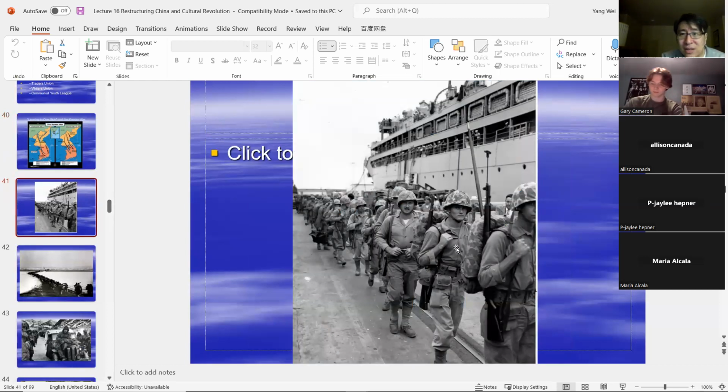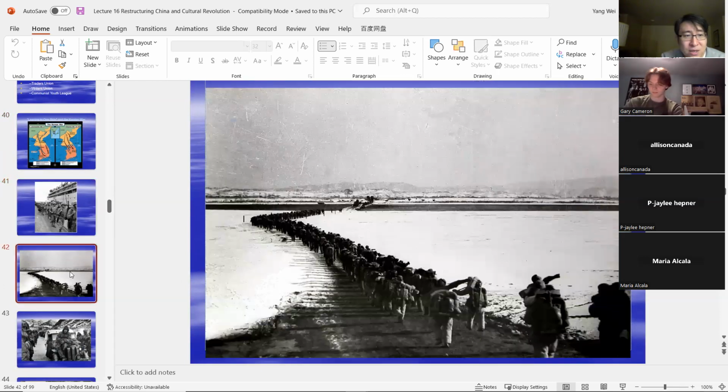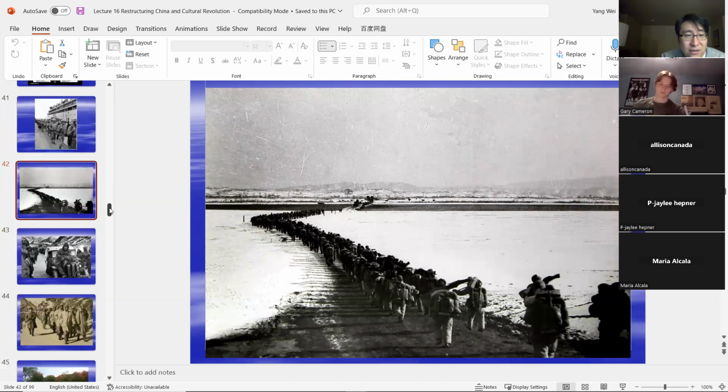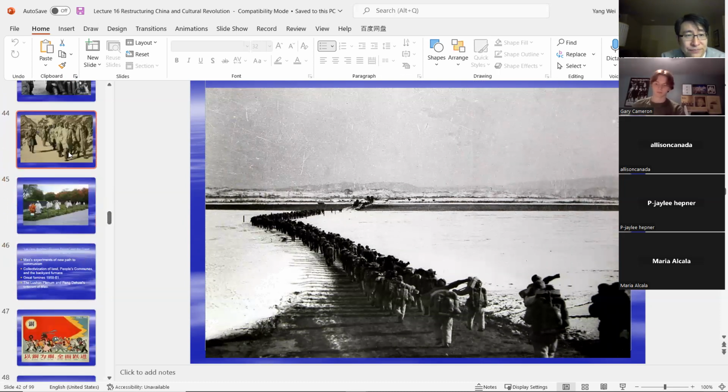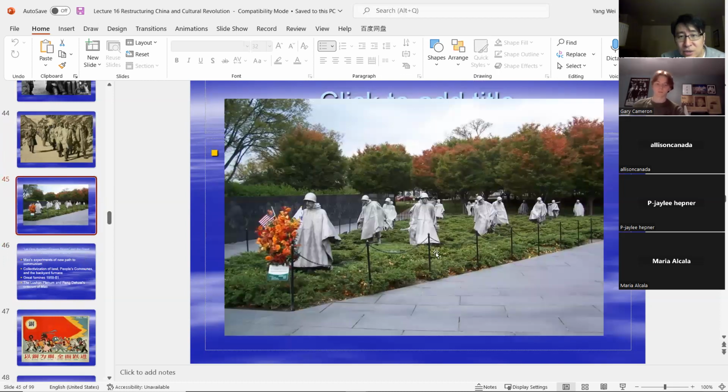Yeah, pictures of the Incheon landing. This is American GIs landing in Incheon. And then on the other hand, the Chinese are crossing the Yalu River, crossing the China-Korean border, they're entering Korea. And yeah, if you go to Washington, DC, you will see this Korean War Memorial. It shows the retreat from North Korea when they were probably ambushed by the Chinese.